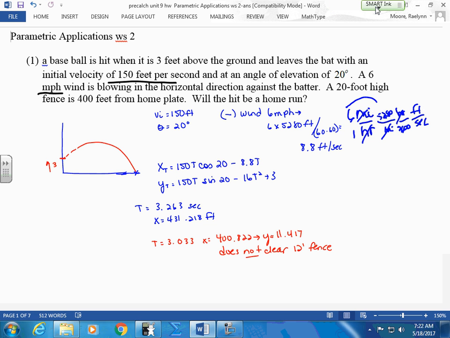And if they ask for when, then you have to. Will this be a home run? No, it does not clear the fence. If you come and you show me that at that time, close by 400 feet away, that he's not going to make it, just make sure you show me something. Don't just say yes or no. Okay?